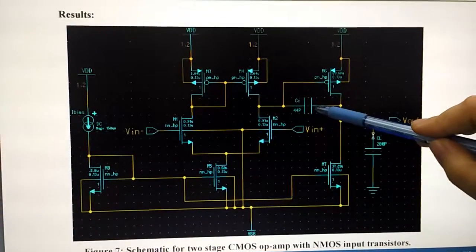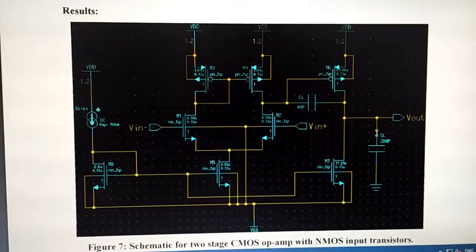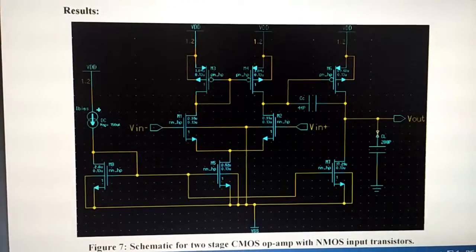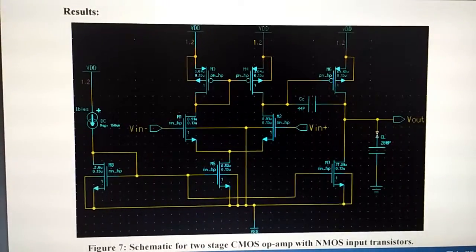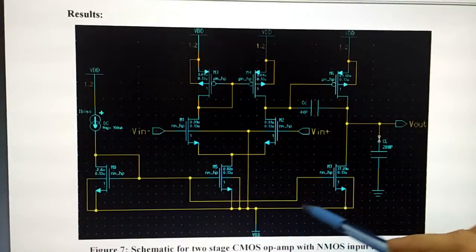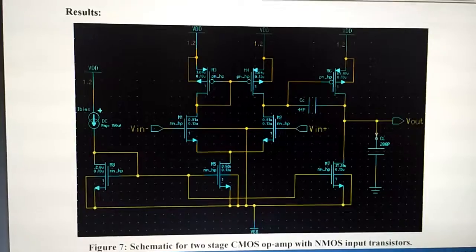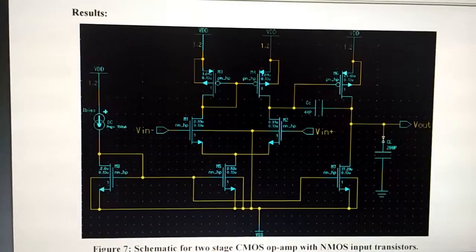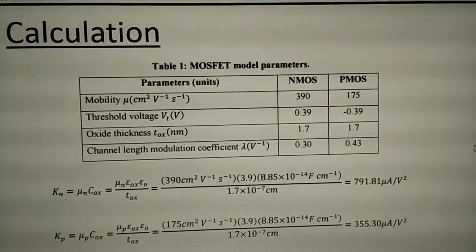And then the compensation capacitor will lower the gain at high frequency, and it will maintain the stability when the resistive negative feedback is applied to the Op Amp. The biasing circuit, which includes M8, M5, M7, and the current source, will establish an operating point for all transistors to operate in their saturation region.